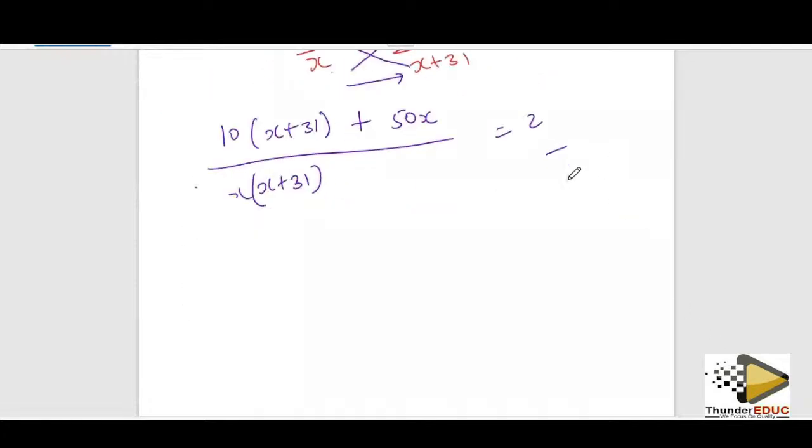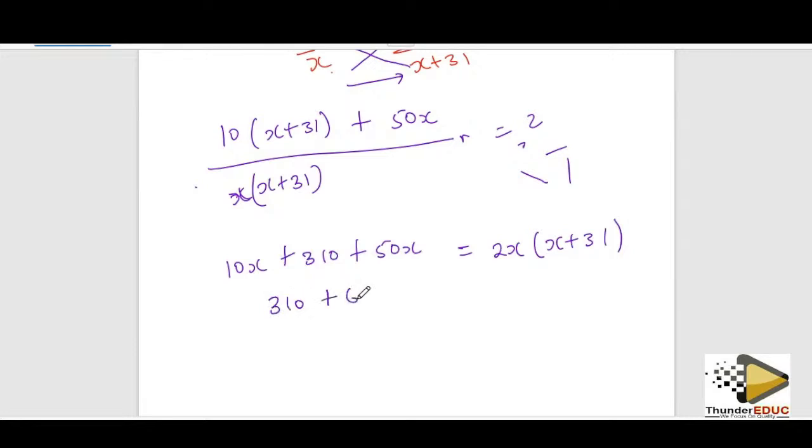And then I can again cross multiply. For as long as I have equal signs, it's just this and that, this and that. I can do that as I'm opening my brackets. So that's going to be 10x plus 310 plus 50x times 1, and I'm going to get the same thing is equal to 2x into x plus 31. I'll simplify this. So 310 plus 60x is equal to 2x squared plus 62x.